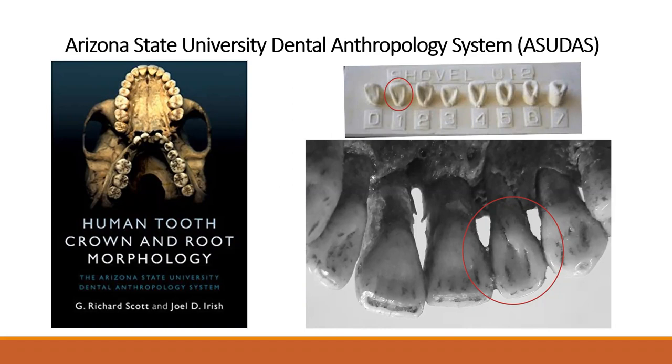And I've actually also included an example of the casts and photos for you on the right. So you can see upper second incisor shoveling. This is the cast that you would get on the top. And then this is how you would grade it, depending on how strong that feature is on the tooth. And then here you can see a photo of a tooth that does have a little bit of that shape. So you have those raised margins on both sides.